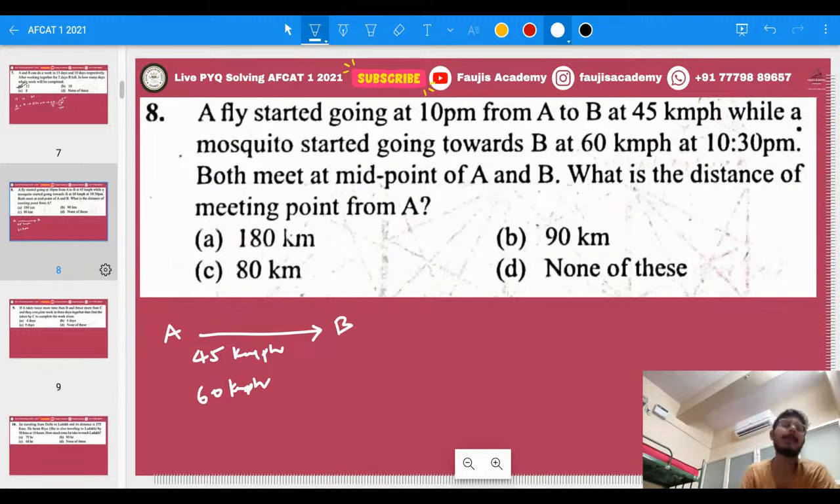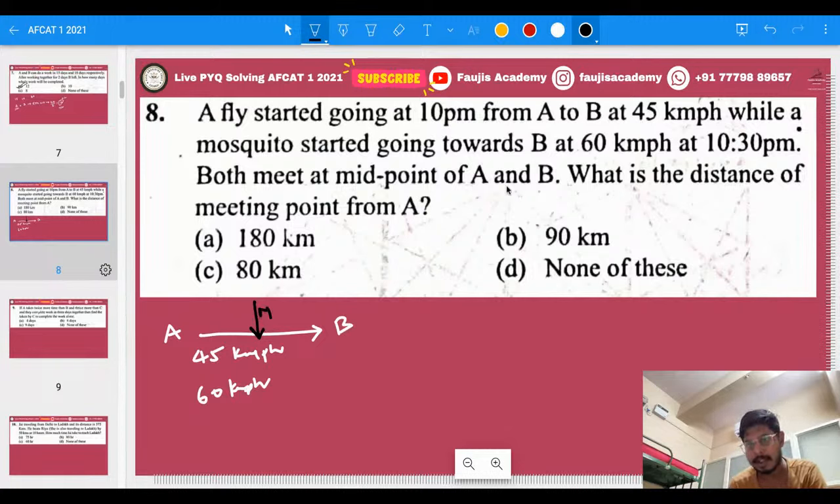It might feel for a moment that we have to work out the relative speed, but we are not supposed to work it out over here, guys. The only thing they are saying is that they started moving towards B at 60 kmph at 10:30. Fly started at 10 p.m. and the mosquito started at 10:30. Both met at some midpoint. Let's call this midpoint M, the midpoint of AB.